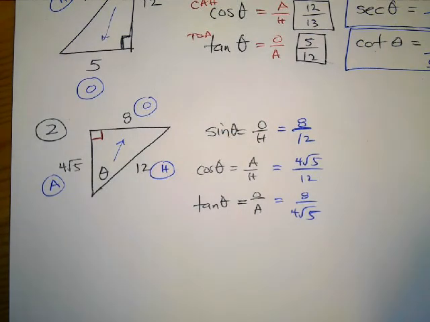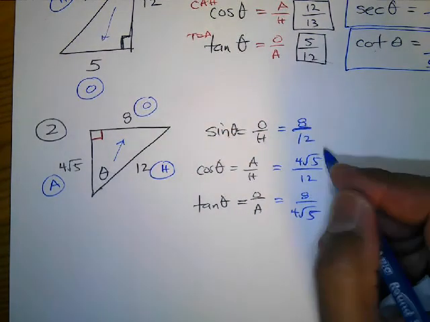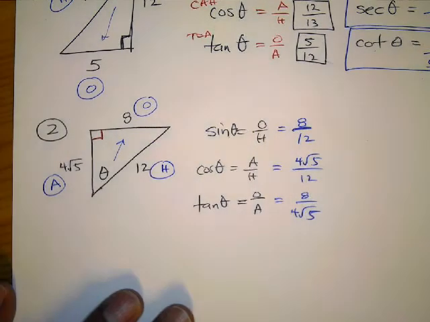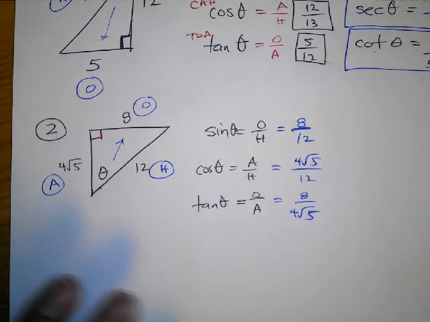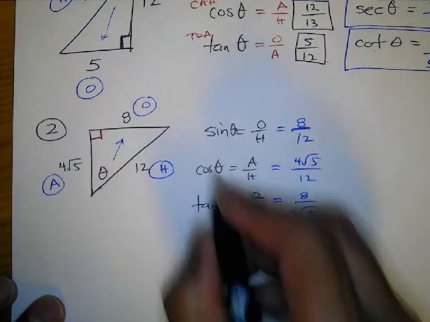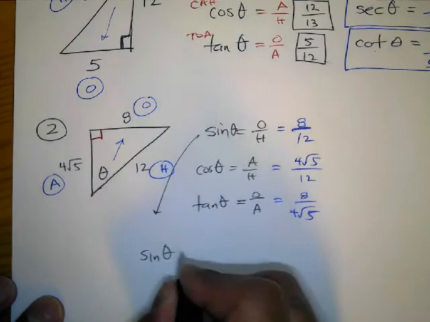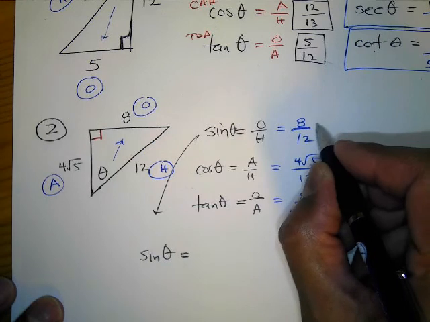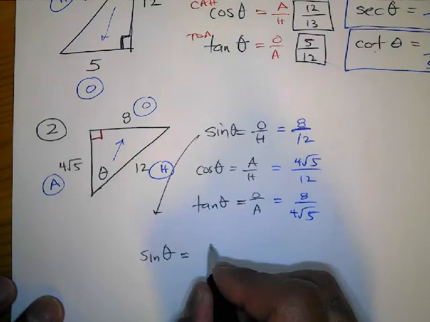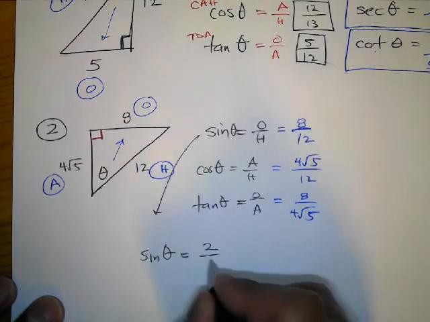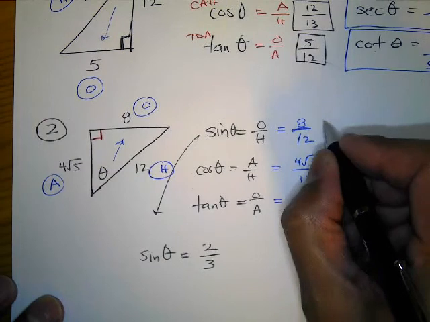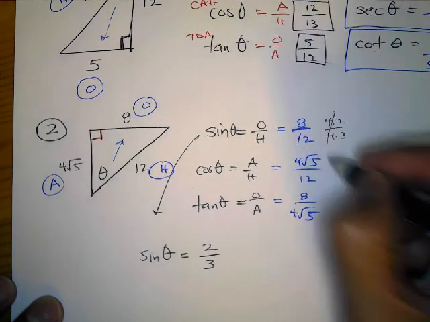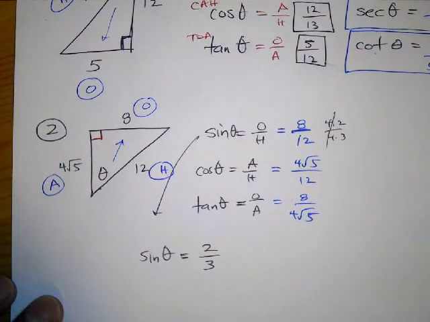Okay. So what we can do right now that I notice here, we can reduce these. Always look at the whole numbers first. If we can reduce it, let's reduce it. So I'm going to write it over here. Sine is going to be what? 8 over 12. If you reduce by 4, that would be 2 over 3. That's 4 times 2, and that's 4 times 3.